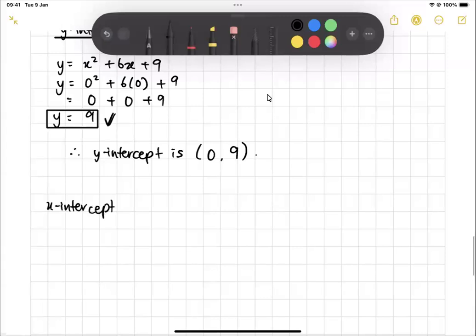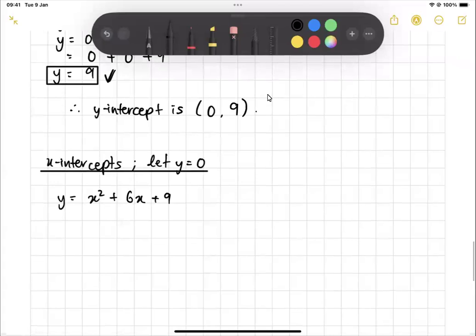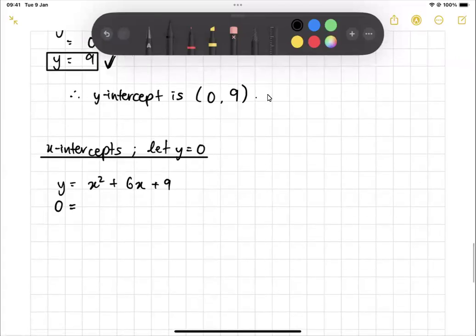Because I want to find my x-intercept, I'm going to let y equal to 0, to do the opposite of whatever I'm trying to find. I'm going to write down the equation. There you go. I'm going to let y equal to 0, so it'll be 0 equals x squared plus 6x plus 9. Once I've done that, I'm going to use PSF because there are 3 terms.